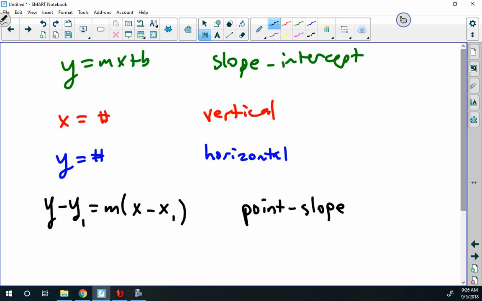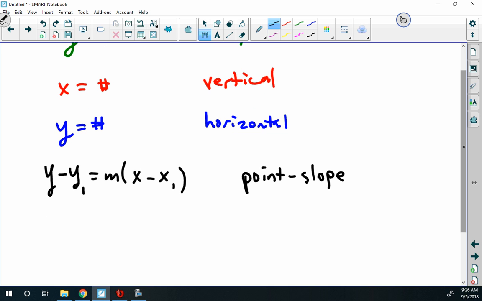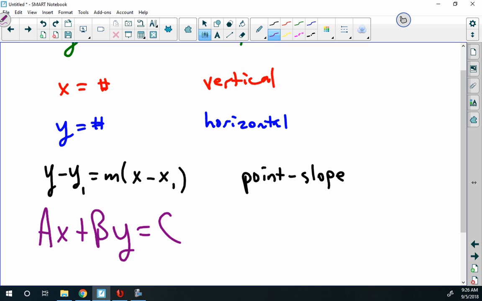And there's one more form, and this is it for the day. The last form of the equation of a line, ax plus by equals c. Anybody remember the name of that one? You don't want to get the abbreviation to it, I'll tell you that. Standard form. Maybe I better not abbreviate it. Standard form.